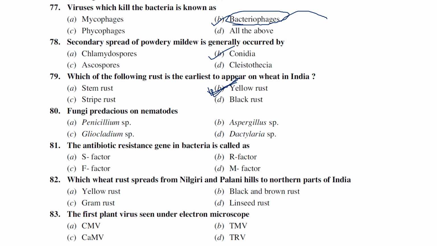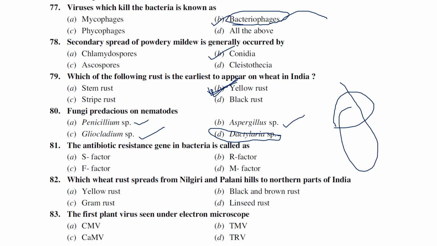Fungi predaceous on nematodes: Penicillium, Aspergillus, Gliocladium. Penicillium is a general, normal mold fungus. Aspergillus also is a normal mold. Gliocladium is supposed to be a biocontrol. Dactylaria species. Actually, this Dactylaria species is a fungus that is predaceous on nematodes. They produce some kind of traps where the nematode comes and gets trapped inside.